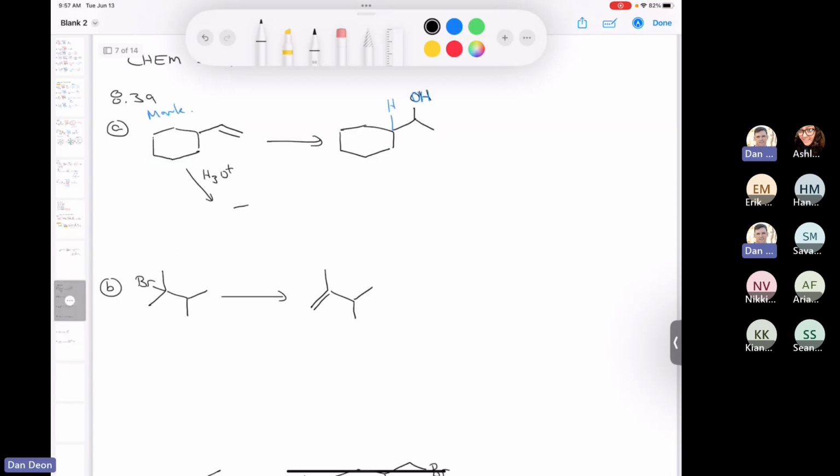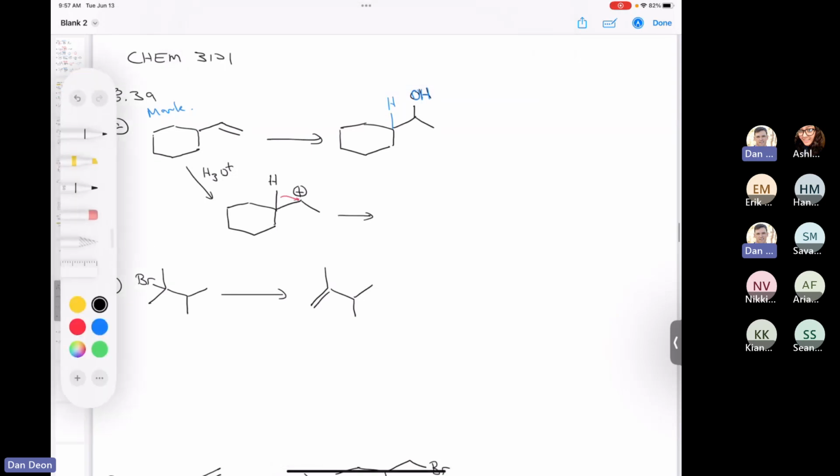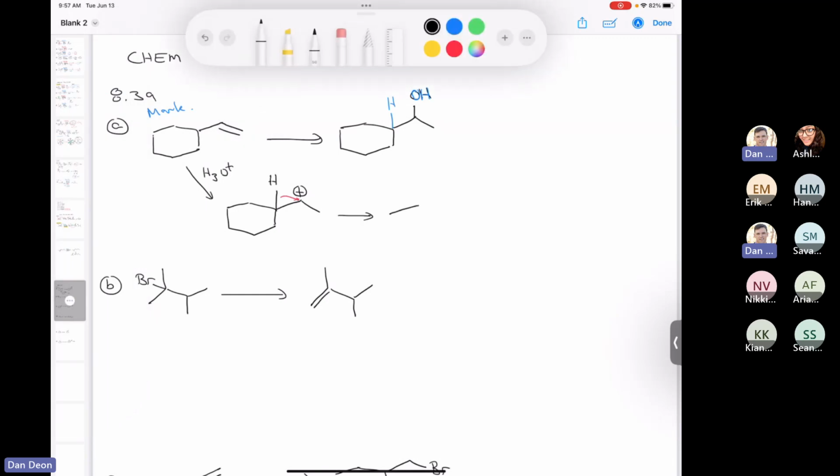If we just used H3O plus, that would give us this secondary carbocation. But the problem with this secondary carbocation is that we can get a rearrangement here, can't we? And remember, if we can do a rearrangement, we're going to do a rearrangement. And so we would end up with this tertiary carbocation. After our nucleophilic attack and proton transfer, we'd end up with a tertiary alcohol. So we can't use aqueous acid to do this reaction.